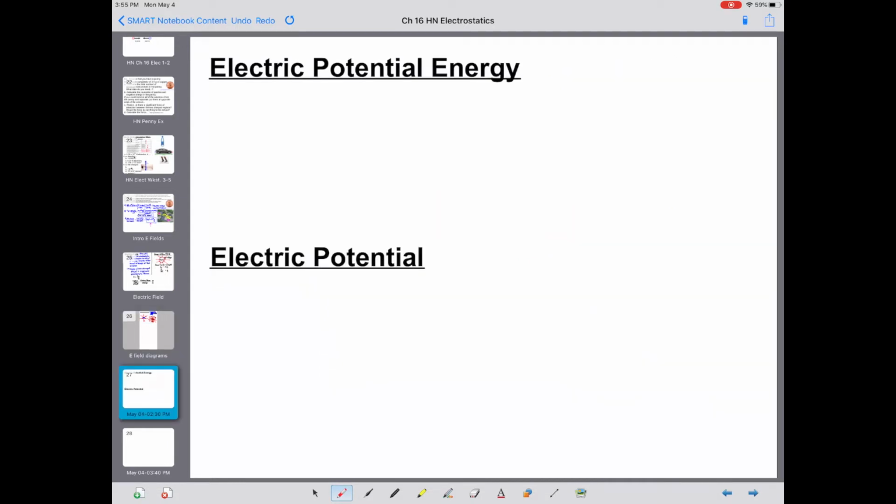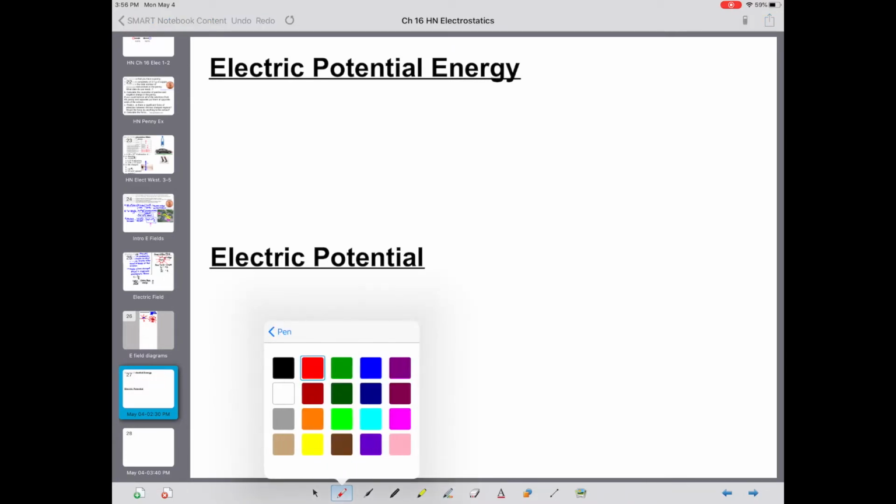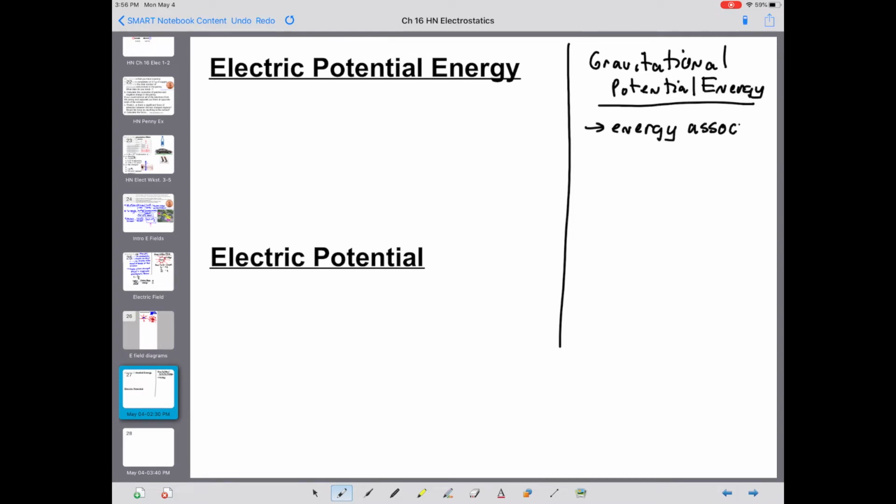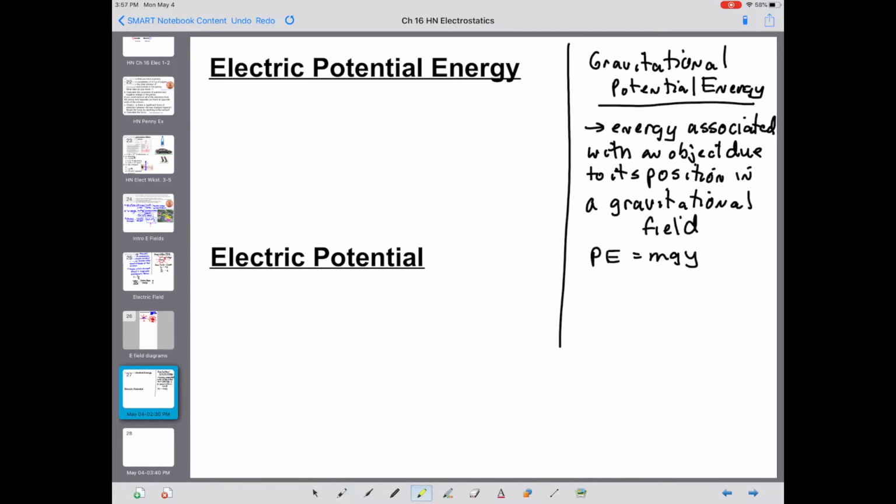I want to throw another pair of concepts at you: electric potential energy and electric potential, and kind of introduce these by thinking of what we've already pondered this year. We have pondered gravitational potential energy. Gravitational potential energy is the energy associated with an object due to its position in a gravitational field. And we calculated that with mass times gravity times height, m times g times y.